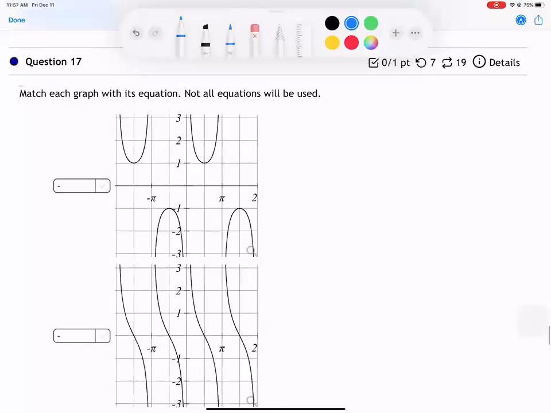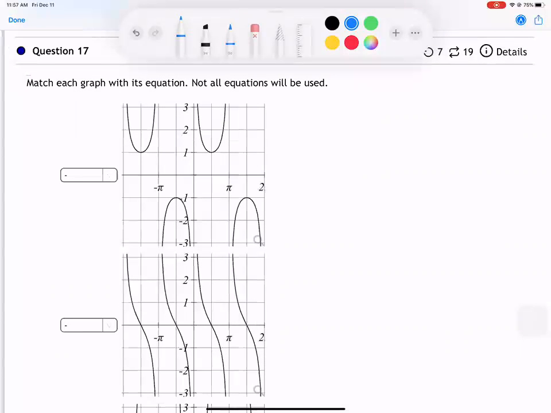Okay, next one, you're going to match each graph with a name. And all you do is click this arrow on the left, and it's going to give you a list of choices. You're going to say secant, cosecant, tangent, cotangent. That's it. So you guys can probably figure that out based on what we've done before.